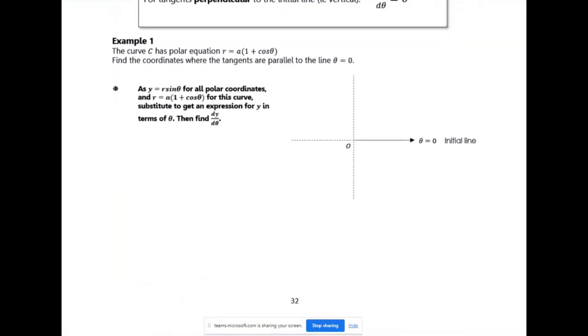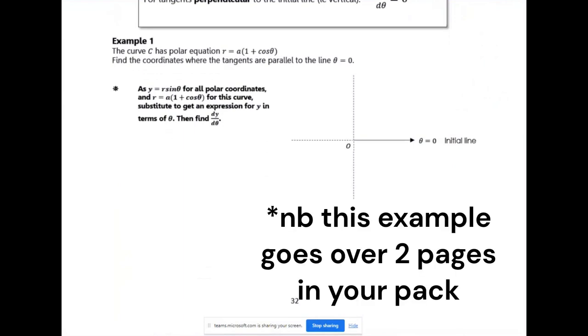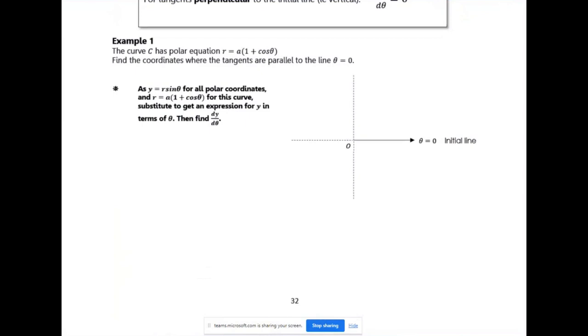Okay. So first off, we've got this example one. We've got a polar curve with equation r equals a(1 plus cos theta). It's a cardioid. And it says find the coordinates where the tangents are parallel to the line theta equals 0.